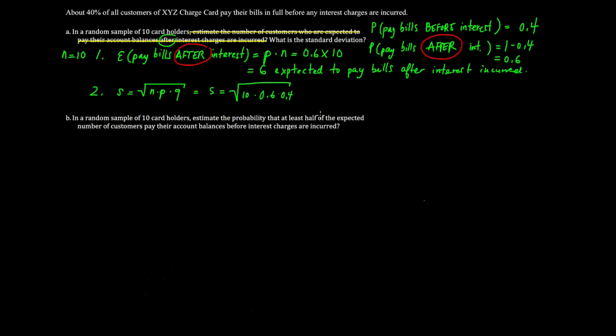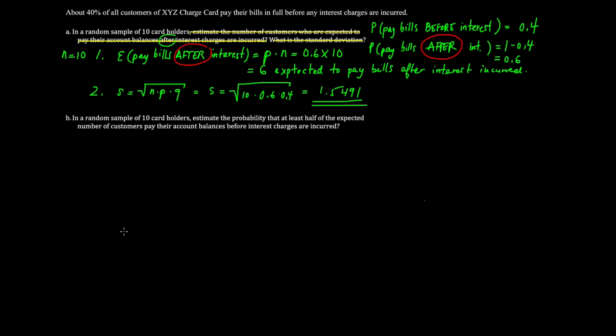Remember, p and q are complements. And so this is going to give us a standard deviation of 1.5491. 4 decimals is more than enough, okay? So that is our standard deviation. So now we can also cross off this second part and we know that we're done with this question, okay?